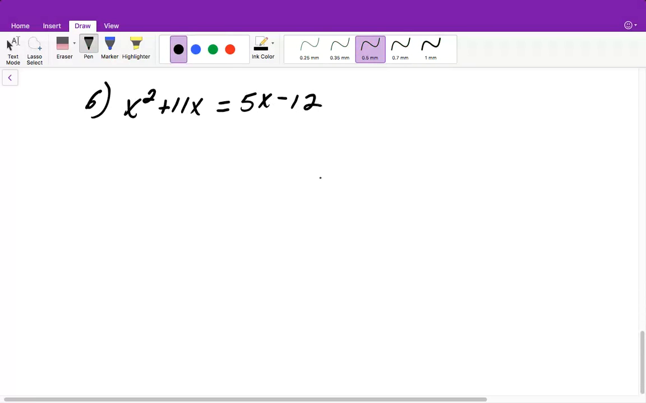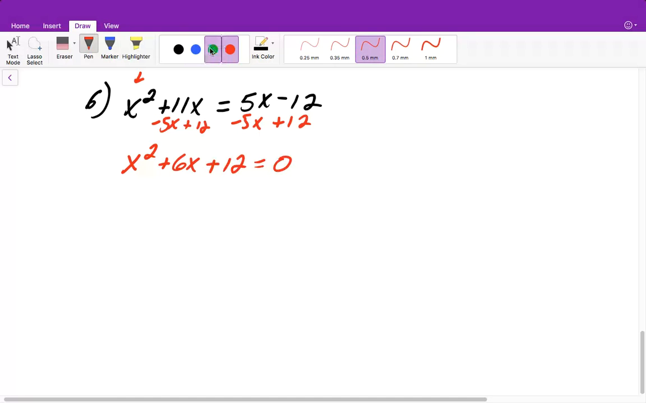All right, here you have x squared plus 11x is equal to 5x minus 12. Once again, you're told to solve using quadratic equations, so we need to set it equal to 0. And we want our x squared to be positive, so I'm going to subtract over 5x and add over 12. So that'll then give me x squared plus 6x plus 12 is equal to 0.